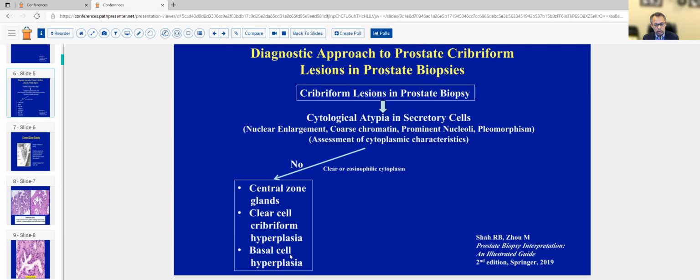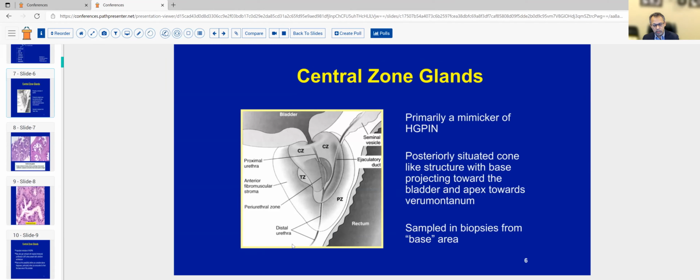So the first important entity, and it is an anatomical variation that you really need to be aware of and be comfortable with when you evaluate prostate needle biopsies, is the central zone glands. This particular anatomical variation typically gets confused with high-grade PIN. The central zone is a posteriorly situated cone-shaped structure of the prostate with its apex at the verumontanum and base at the bladder base aspect. So these particular glands are typically sampled in biopsies which are targeted towards the base of the prostate.